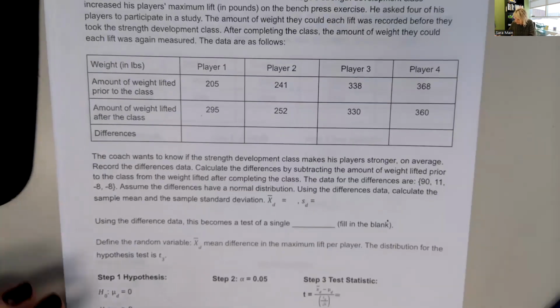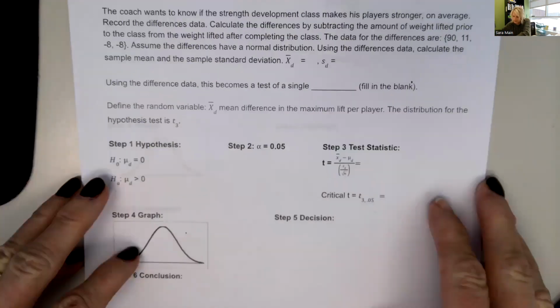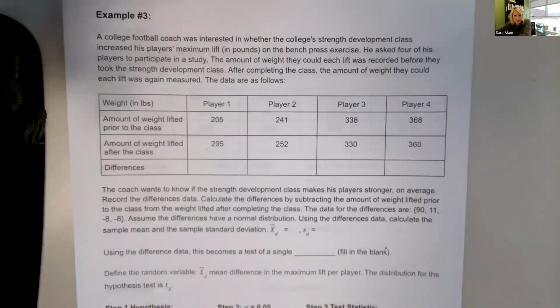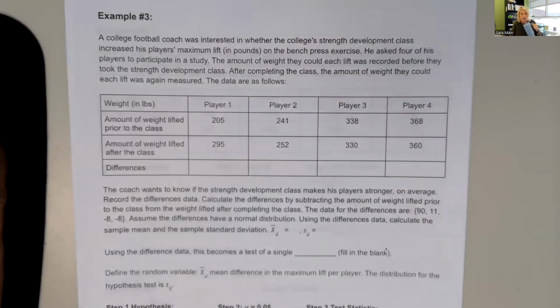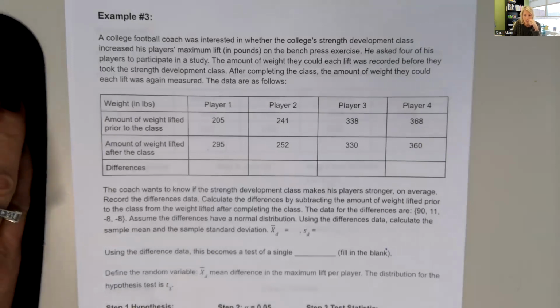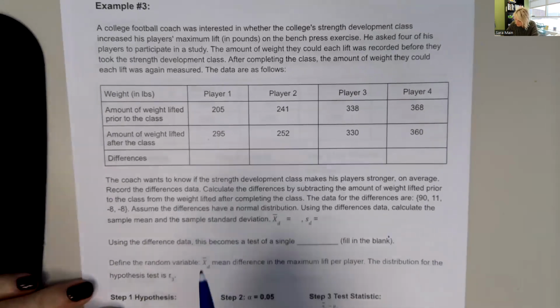Let's check out example 3. Example 3 says a college football coach was interested in whether the college's strength development class increases players' maximum lift in pounds on the bench press exercise. He asked 4 of his players to participate in a study. The amount of weight they could each lift was recorded before they took the strength development class. After completing the class, the amount of weight they could each lift was again measured. The data was as follows.